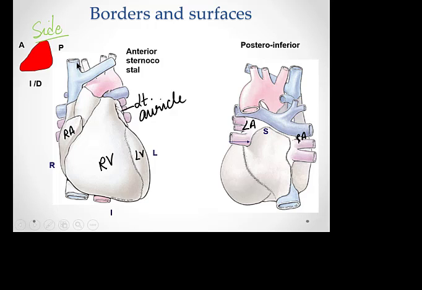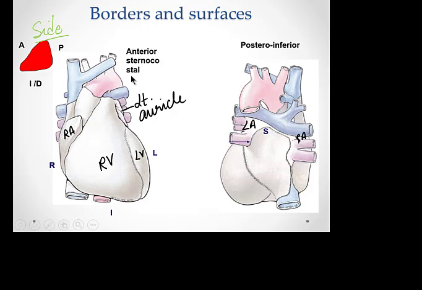So here too, if you look at the heart from the side, this is facing the front, would be the anterior surface. This part here would be posterior surface. This part here is the inferior part, so it's called the inferior surface, or also known as diaphragmatic surface, because the heart rests on the diaphragm, okay?